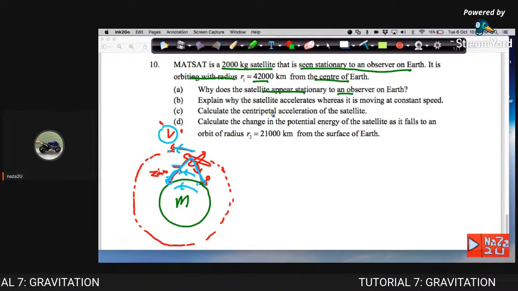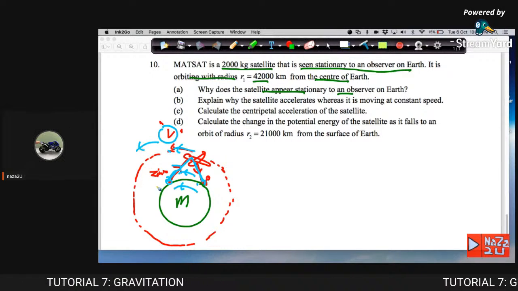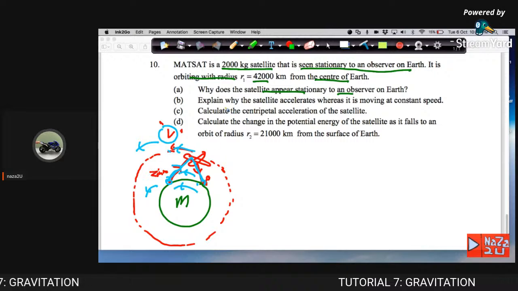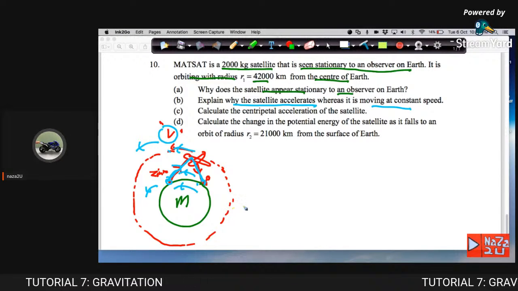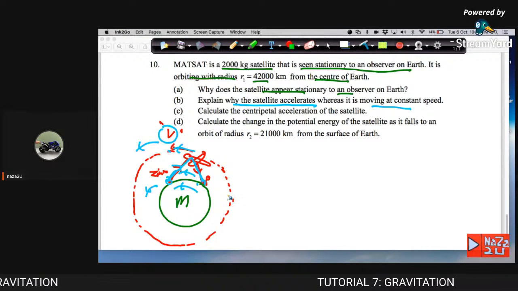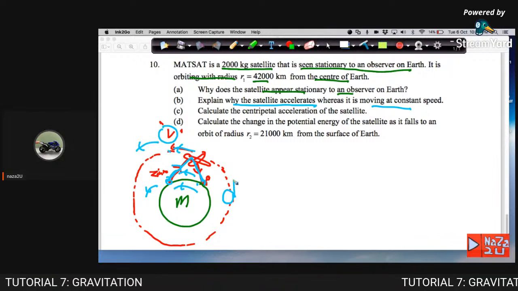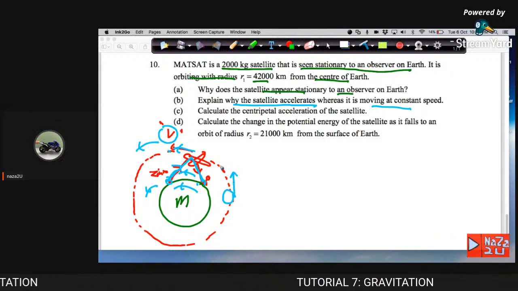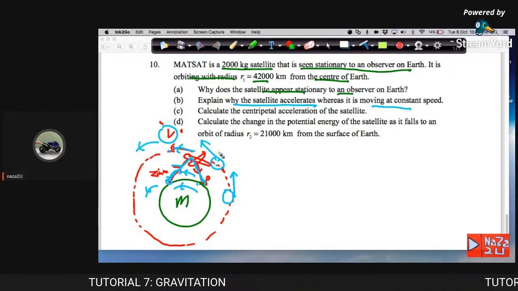Right? Okay. So why does the satellite appear stationary to the observer on the Earth? Yes, kerana gerakan dia tu segera dengan gerakan putaran bumi. So number B, explain why the satellite accelerates with a constant speed. Ini macam chapter 6 circular motion. Right? Kita tahu dalam gerakan putaran, this is a circular motion, dia bergerak dengan constant speed. Cuma kita dapati kalau dia berada di dua kedudukan berbeza, apa yang berubah ialah direction dia.